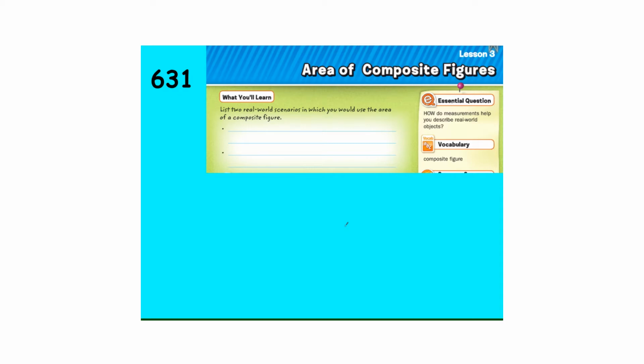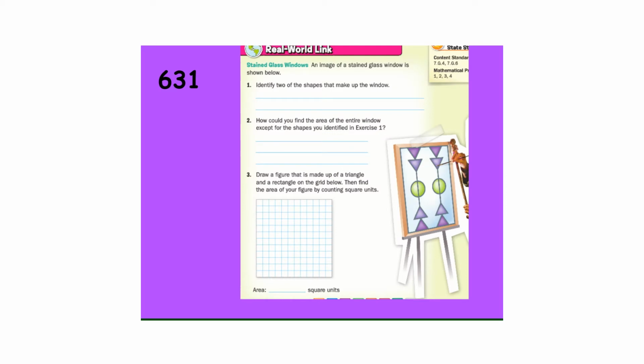And now we're ready to start lesson 3 on page 631. Area of composite figures. Composite figures are more than one figure put together. So for example, if you take a look at this stained glass window that she's painting here, there are triangles, there's rectangles, there's circles. Identify the 2 shapes that make up the window. I already answered that, triangles and circles.